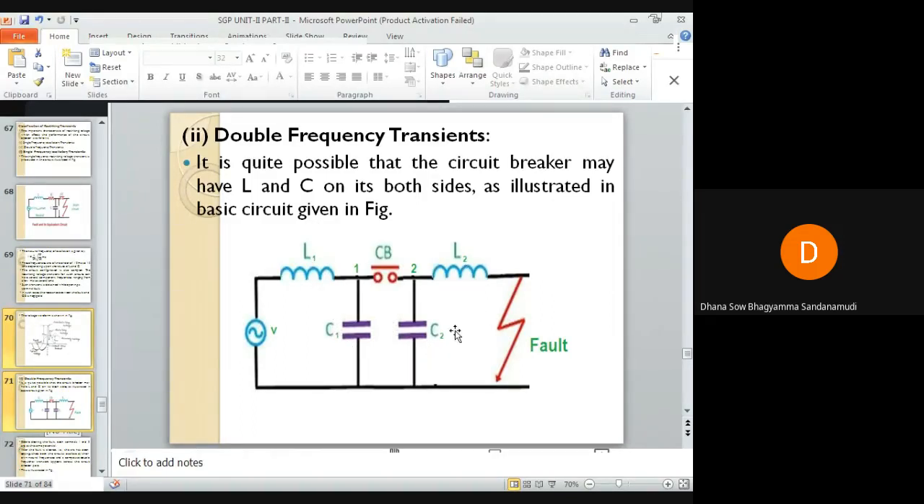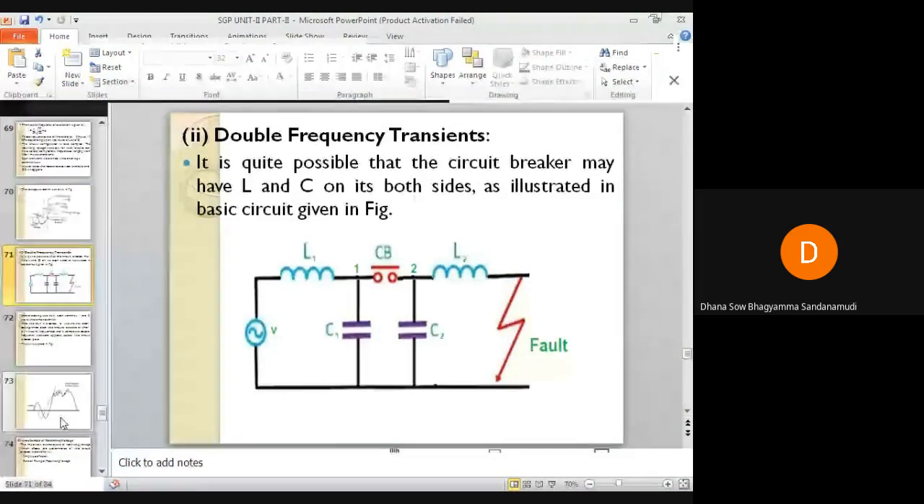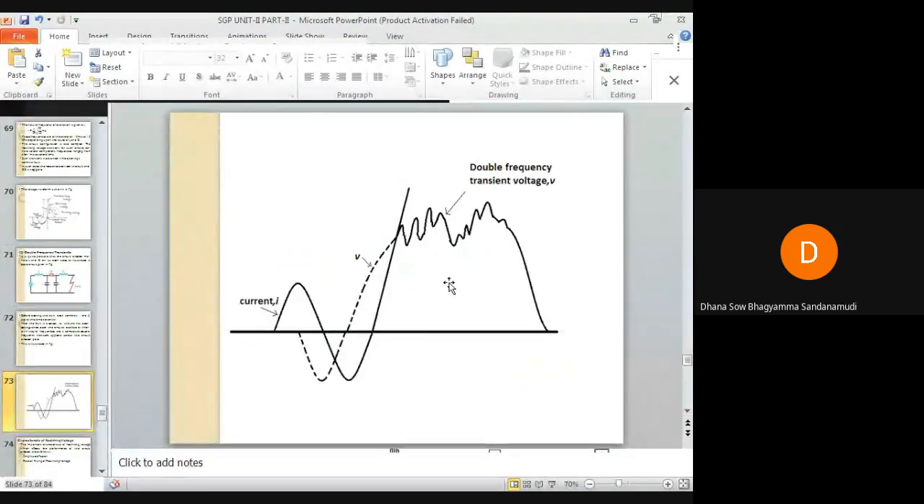Both the circuits will oscillate at their own natural frequencies, and a composite double frequency transient will appear across the circuit breaker poles. At these poles, pole number 1 and pole number 2, what will happen? A double frequency transient will appear. The double frequency transient will look like this.